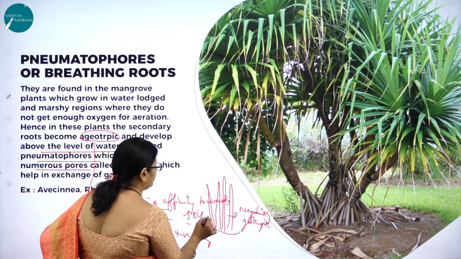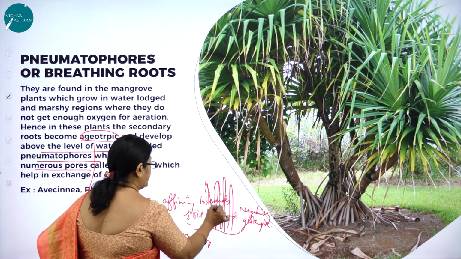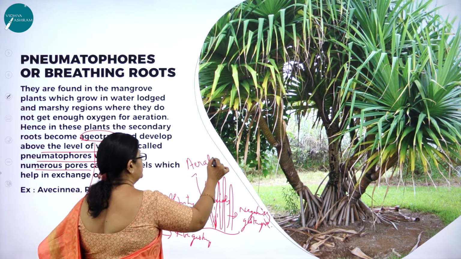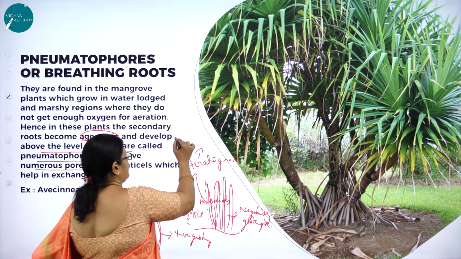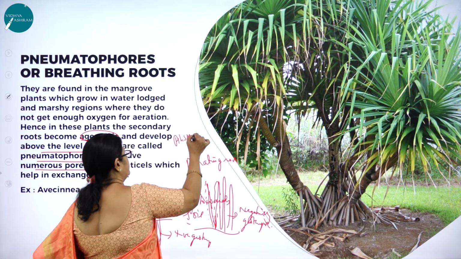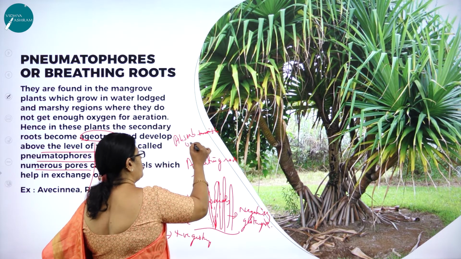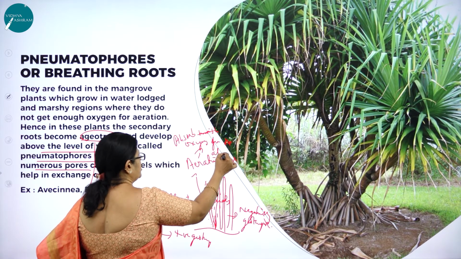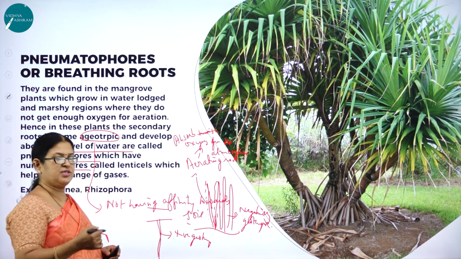They have numerous pores like this. Hence the name, they are called as what? Aerating roots. What do these roots do? They absorb moisture. They absorb oxygen from the atmosphere. They absorb more oxygen from the atmosphere.